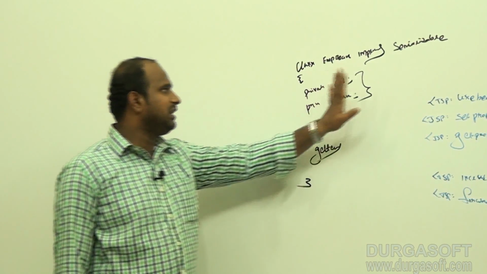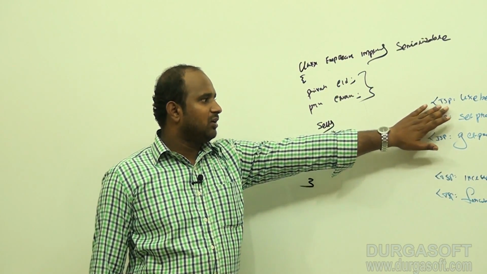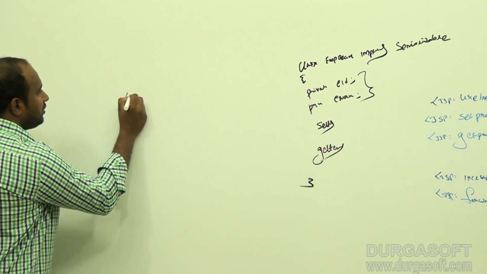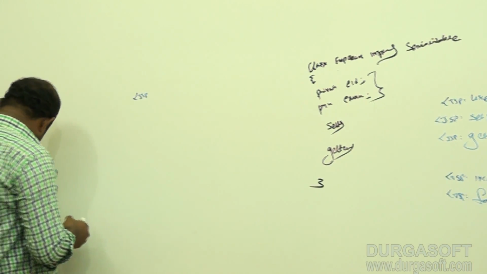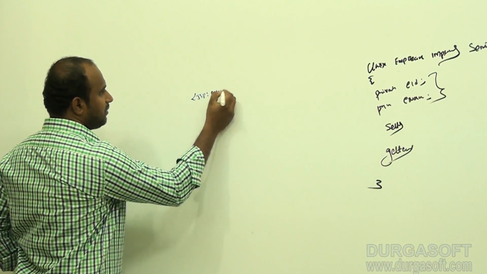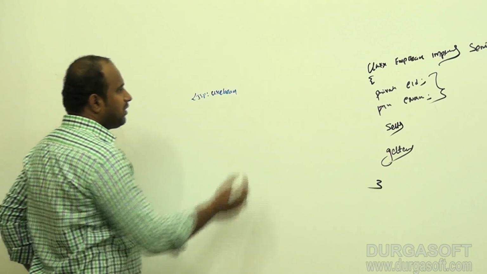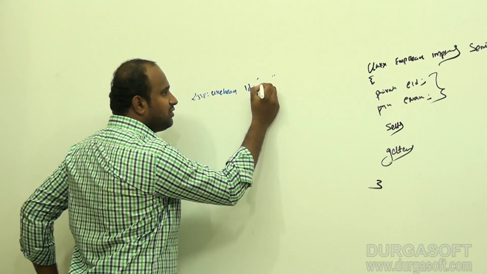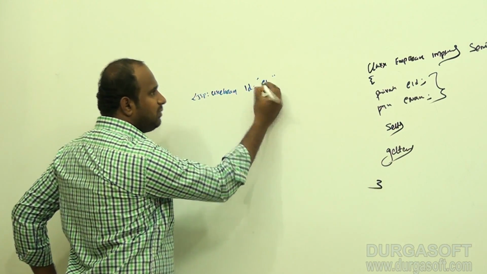How do we configure the bean class? We have a tag for that. The tag name is jsp:useBean. The syntax is: jsp:useBean, and we have to write the id attribute. The id is nothing but the reference variable, EB.